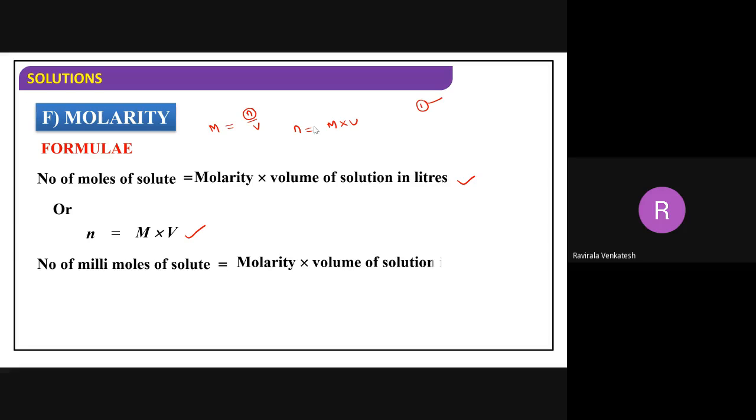Now sometimes they may ask millimoles also. Moles, millimoles, what is the difference? Millimoles means 10 to the power of -3. In that case, if they ask moles, you take volume in liter. If you take volume in ml, the number of moles will become millimoles, because milli is CGS unit and ml is also CGS unit, both will be the same, while liter is SI unit and mole is also SI. So this is the millimoles of solute. Same formula.